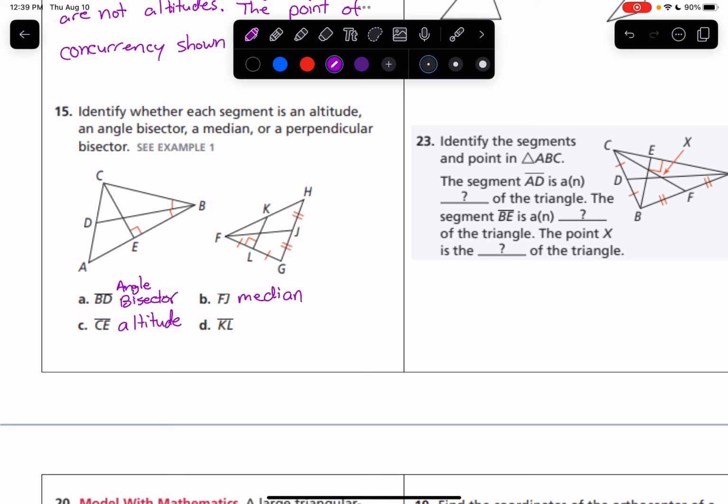And finally, KL. KL makes a perpendicular bisector with this side, and it doesn't hit a vertex at all. The only kind of line that doesn't hit a vertex at all is the perpendicular bisector. So that is a perpendicular bisector.